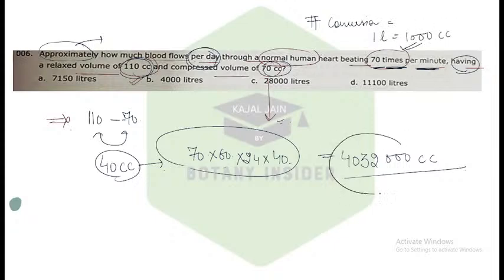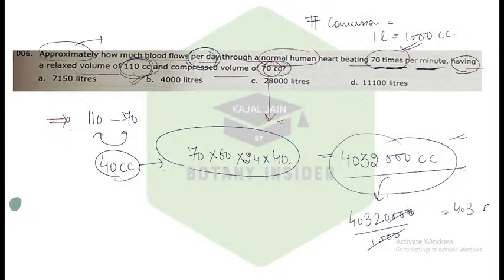Okay, and if you are given these many cc's, how to convert it into liters? Divide. 4032,000 divided by 1000 will be equal to 4032 liters, right? And you need to write down the approximate value. Out of the 4 values given to you, the most approximate value to 4032 is 4000 liters, right? Answer is option number B.